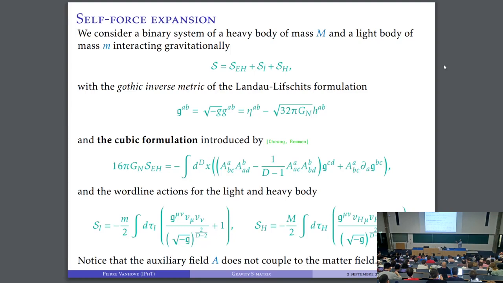If you do it with what is called the Gothic inverse metric, and you do perturbation this way, you can find a gauge where your Einstein interaction is purely cubic. So this is your degrees of freedom for the metric, and then you have an auxiliary field. And what happens is that only the h couples to your matter field, okay, so the two world lines, mass 1, mass 2, and the auxiliary field doesn't couple directly to them.